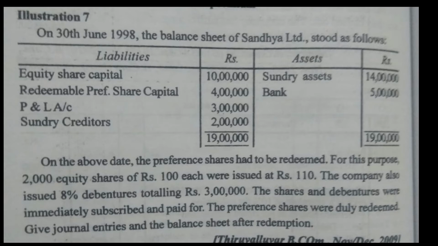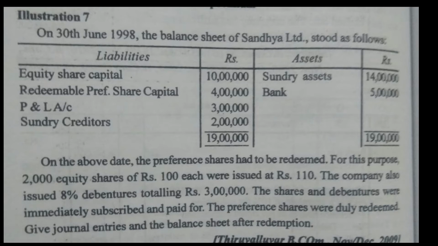Then we'll go to the next one, illustration number 7. You are given a balance sheet, which means you have to redo the balance sheet again. Don't forget this. Now, what are the preference shares given in the sum? 4 lakh. On the above date, the preference shares have to be redeemed. For this purpose, 2,000 equity shares, which means the fresh issue is there, of 100 rupees each are issued at 110, which means 10 rupees premium.